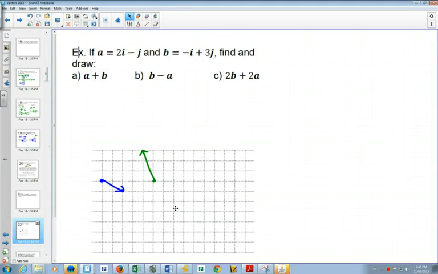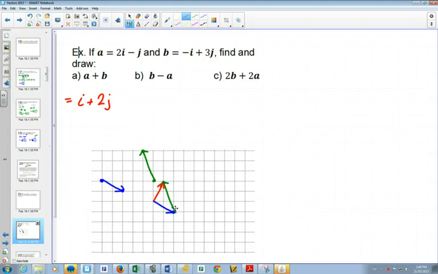So if I wanted to take vector A and then add vector B, here's my vector A, and I add vector B to it, I would end up with this. Because I've taken vector A and I've added vector B. So I end up with that red vector, which is i plus 2j.